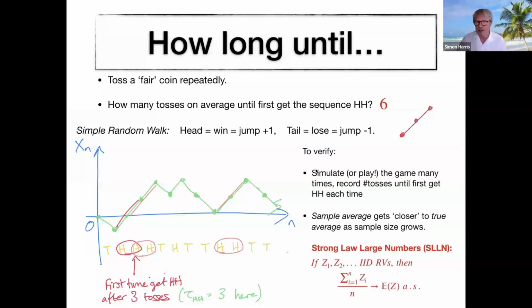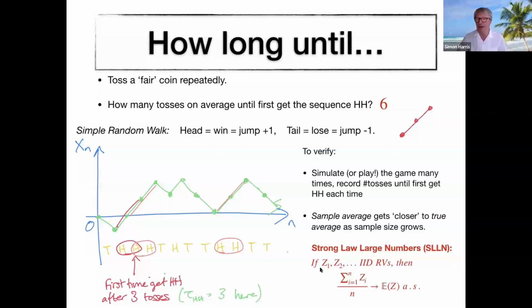Of course, if you didn't believe me about this, something you can do with your students, you could simulate or play for real the game many times, record the number of tosses until you get the first head each time on each realization, repeat that and take the sample average. And we know that the sample average should get closer and closer to the true average as the sample size grows.